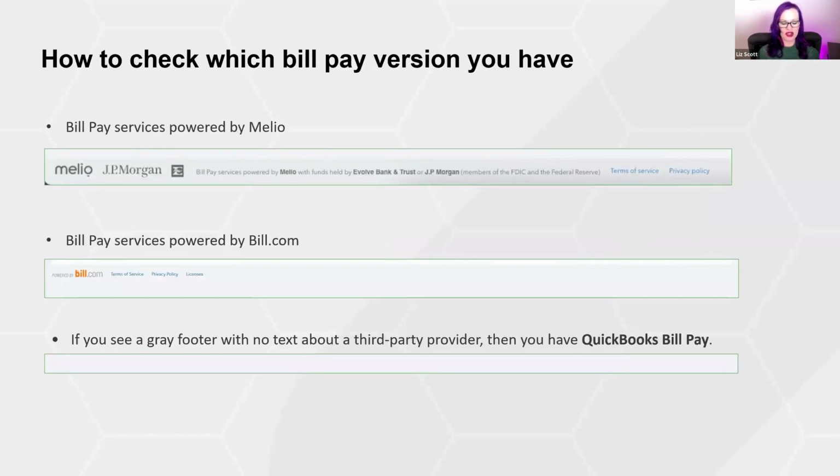Here is a tip. If you're not sure which type of bill pay you are using, there is a way to be clued in. When you go to schedule a bill, at the bottom of your screen, there is a ribbon. If that ribbon says, at the top, Melio, JP Morgan, you're still in Melio. If yours says bill pay, then you know that you're still in that bill pay. If yours says nothing, then you know that you're in QuickBooks Bill Pay. So that's just kind of a nice to know.